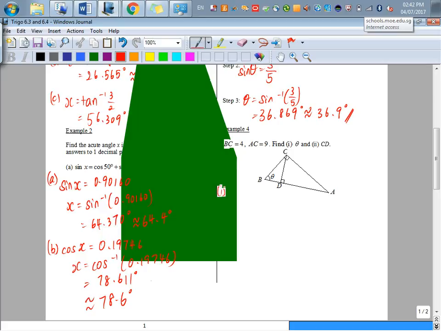We are given BC is 4 units, AC 9 units. How many triangles do you see in this diagram? 3. 3 what? Right? 1, 2, 3. 3 triangles. Okay, so let's see. We need to find first angle theta. Which triangle should I consider if I want to find angle theta? We probably can use ABC, right? ABC is the right angle triangle. I am given 2 sides and I need to find this angle.